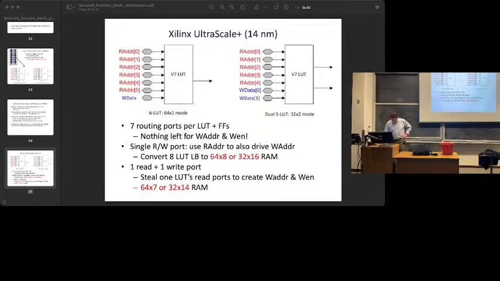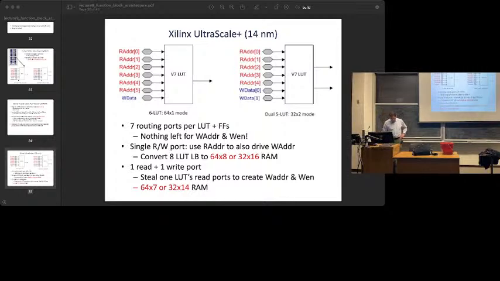And their logic block has 8 of these fracturable 6 LUTs. So it means they could do a 64 by 8 RAM, or they could do a 32 by 16 RAM. But single port RAM is not the most important application. Simple dual port was the most important, the most common.